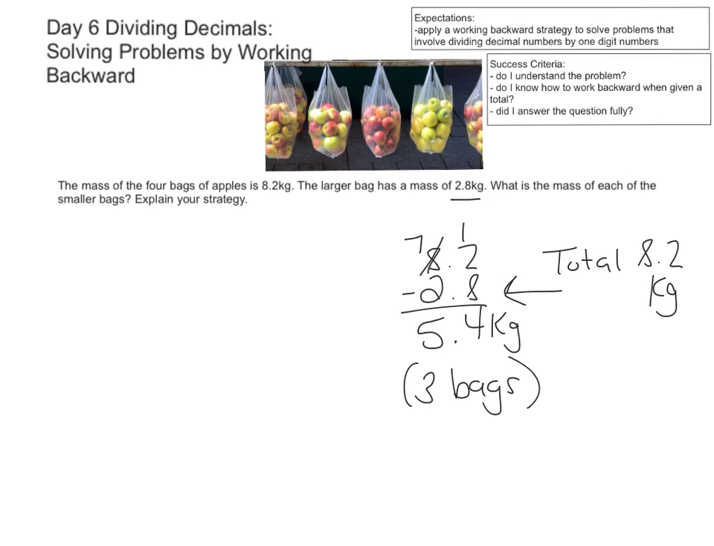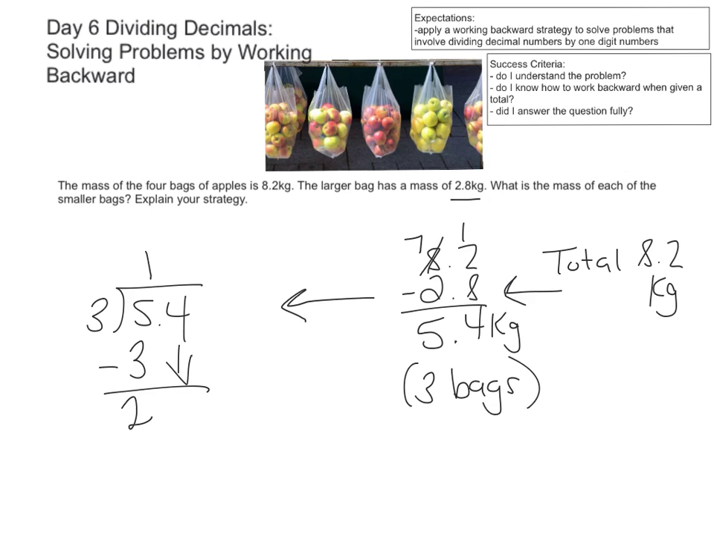Now we have to try to figure out what is the mass of each single small bag. And how do we do that? We need to divide 5.4 by 3. So we know that 3 goes into 5 once. And our next step then is to multiply out 1 times 3. So 1 times 3 is 3. And we must subtract from 5. And then our answer is 2. And then we bring down our 4.